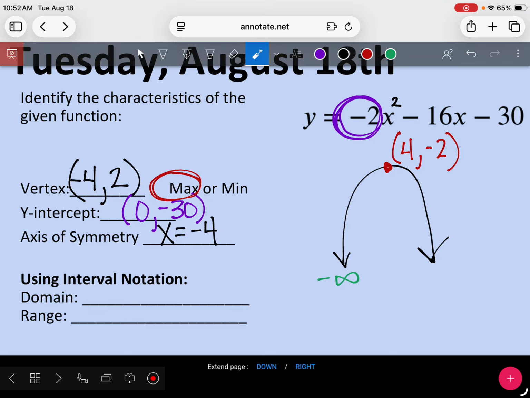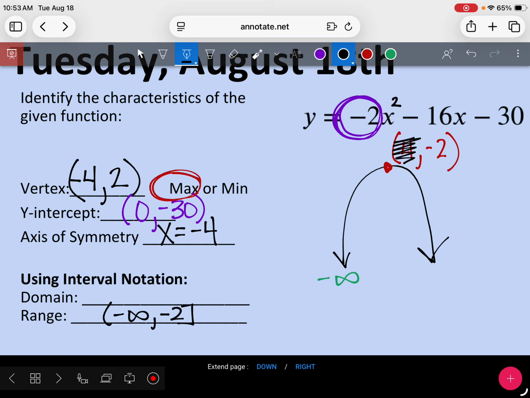and remember, range is y. Which one of these numbers is y? 4 or negative 2? So cross this out because I don't use that number for range. Range is only the y values. So my range will be from negative infinity to negative 2. Negative 2 gets a bracket.